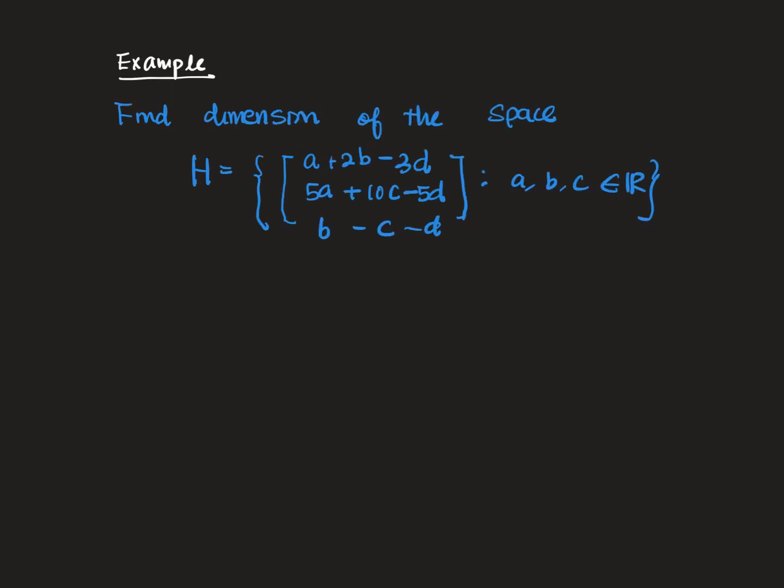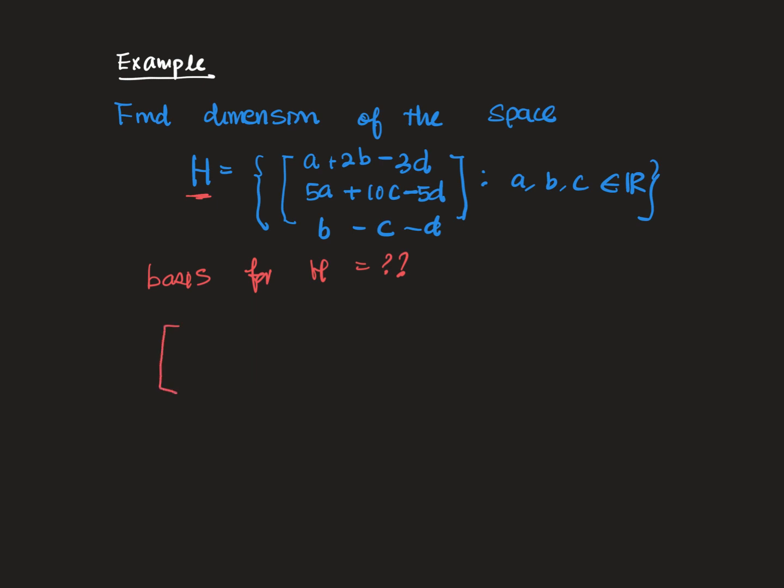Another example, guys, look at this one. We're going to find the vector space H. These are elements of the vector space H. We want to find the dimension. So guys, what you have to do is find a basis for H. So let's rewrite this element, the vectors in H.